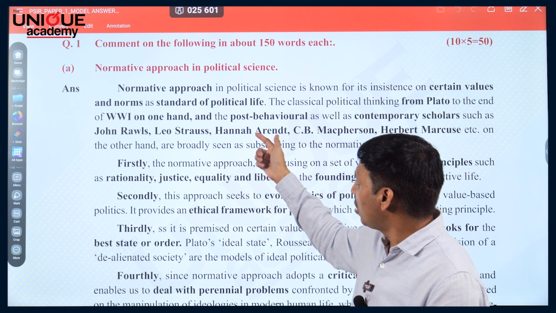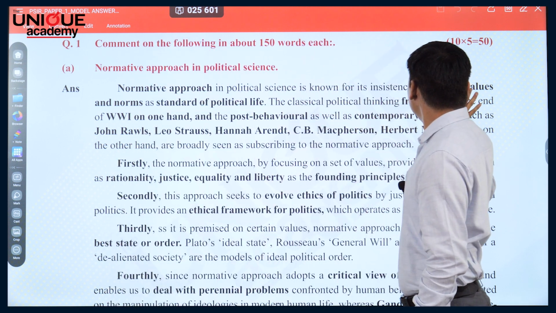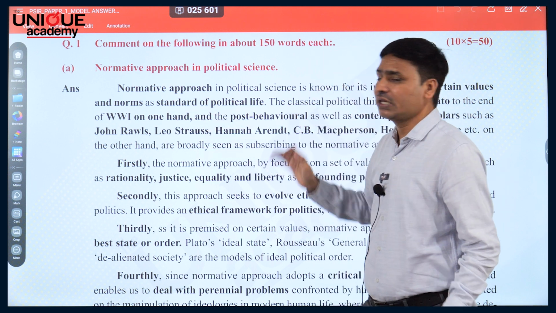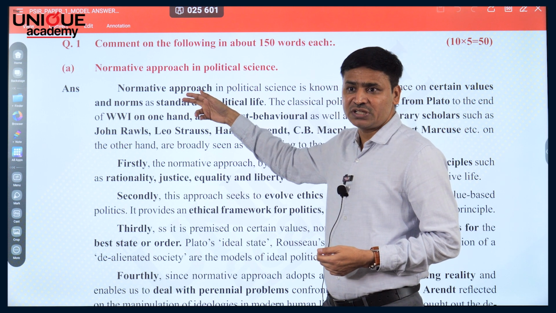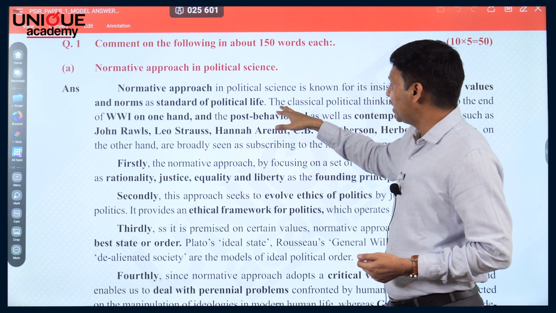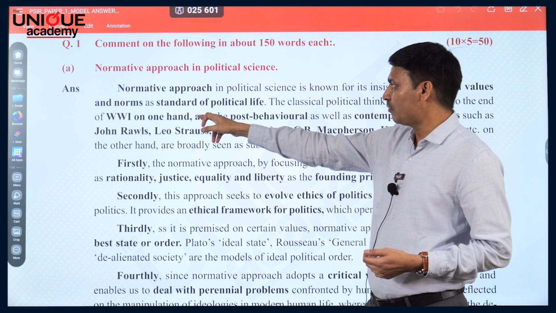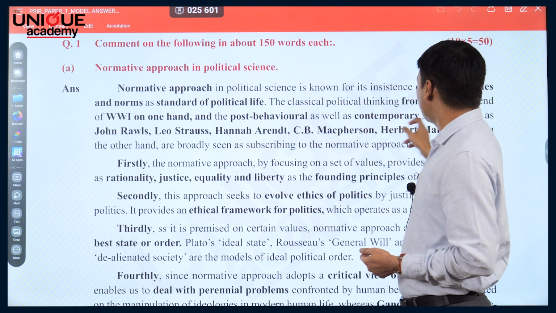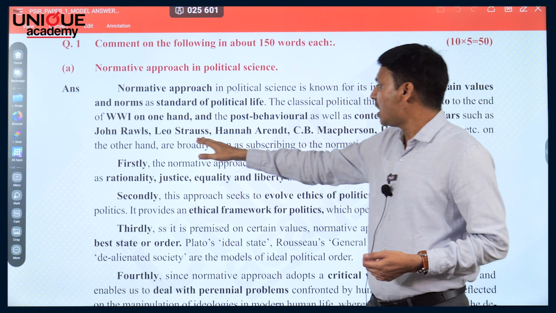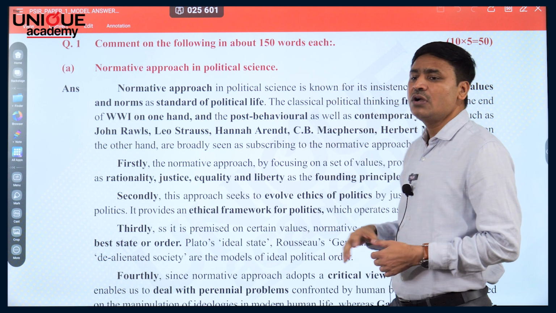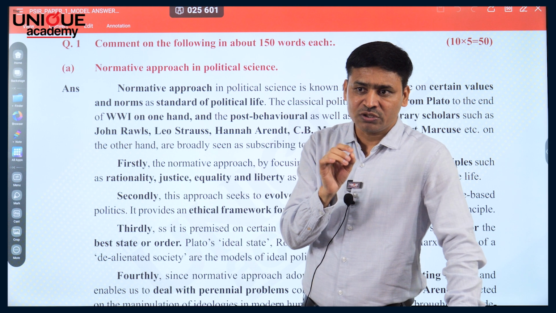So we can read that normative approach in pol science is known for its what? Insistence on certain values and norms as standard of political life. So the very first sentence says something very important about the normative approach. Okay. Now look at the second sentence and then ends the introductory part. The classical political thinking from Plato to the end of World War I on one hand, and the post-behavioral as well as contemporary scholars such as Rawls to Macpherson or Marcuse on the other hand, are broadly seen as subscribing to the normative approach. So our first sentence tells something very important about the normative approach.